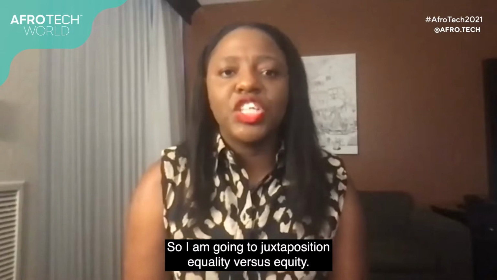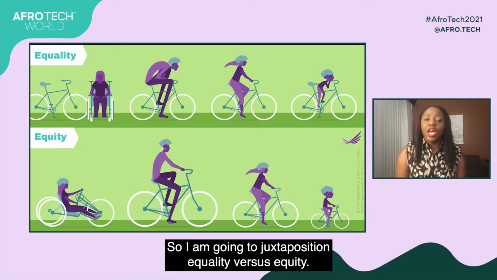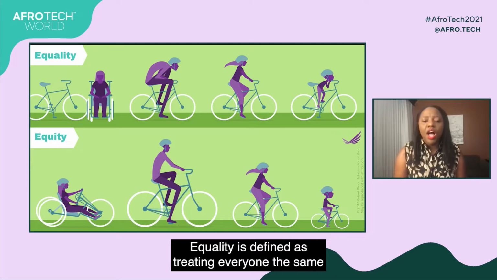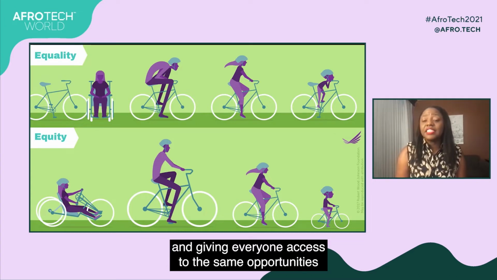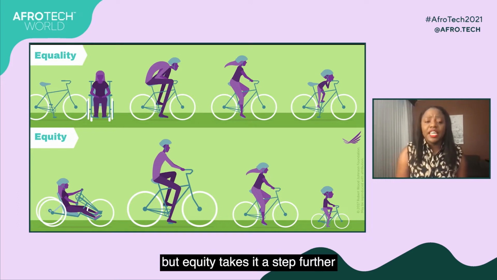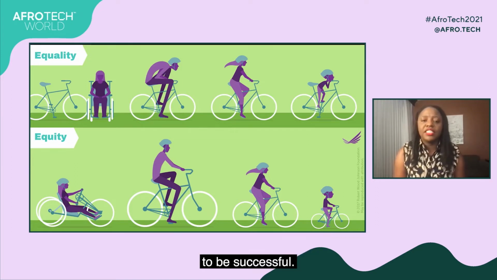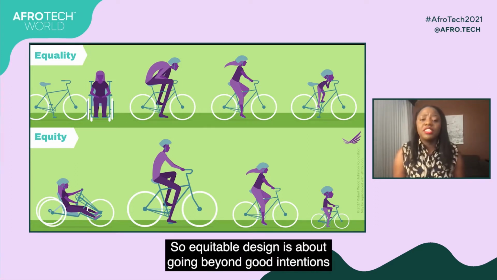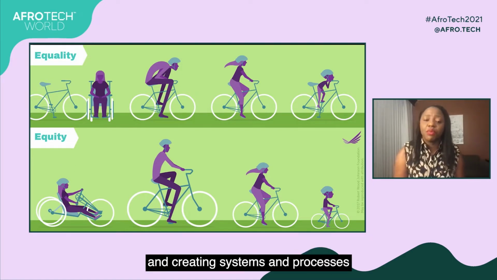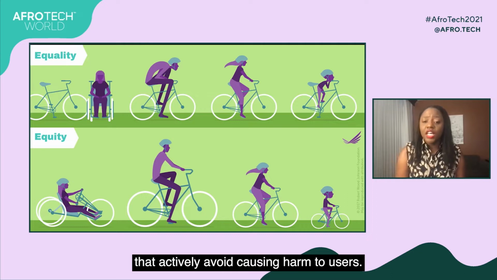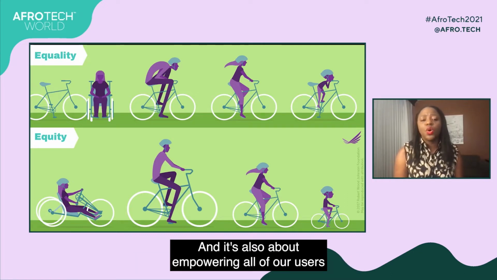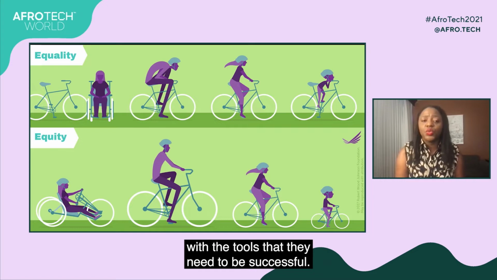What is equity? So I am going to juxtapose equality versus equity. Equality is defined as treating everyone the same and giving everyone access to the same opportunities. But equity takes it a step further and is defined as giving everyone what they need to be successful. So equitable design is about going beyond good intentions and creating systems and processes that actively avoid causing harm to users. And it's also about empowering all of our users with the tools that they need to be successful.